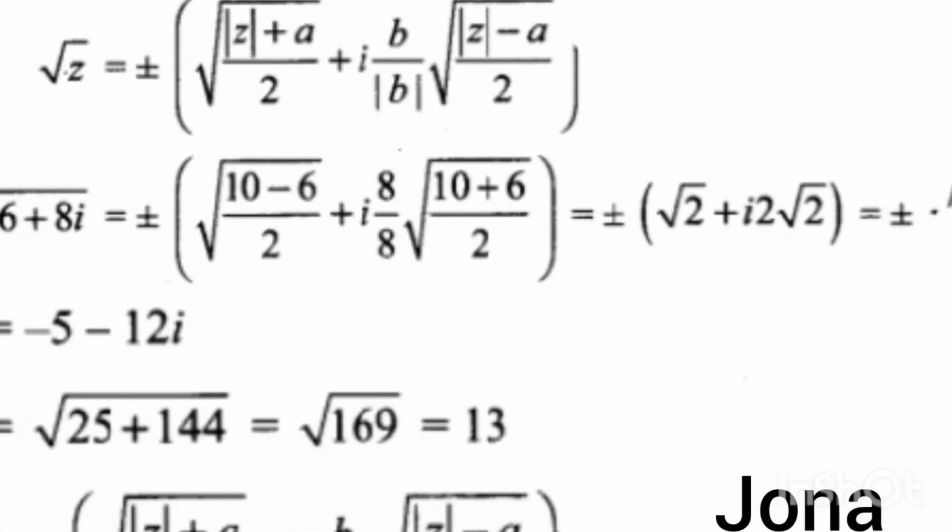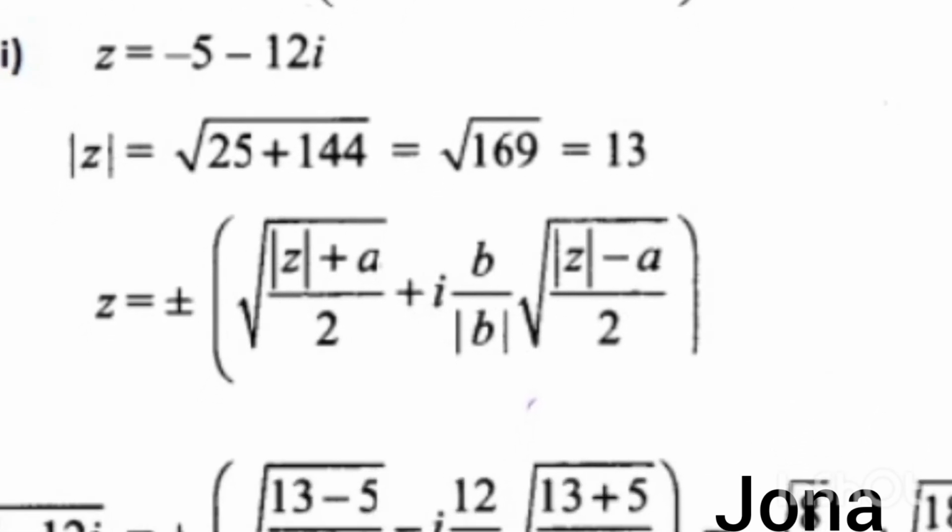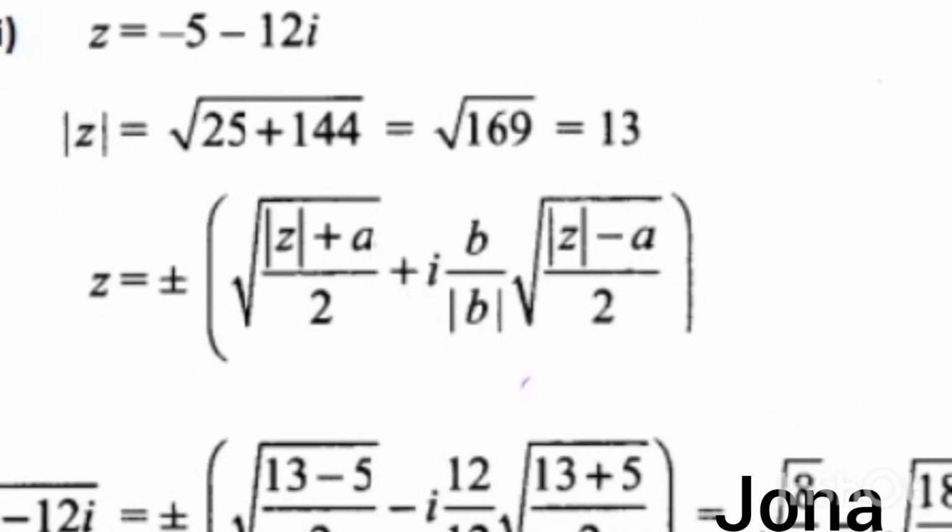And then the third division we have z equal to minus 5 minus 12i. So first of all we want to find the modulus value, that is nothing but square root of minus 5 square is 25 plus minus 12 square is 144. It's nothing but 169. The value of root 169 is 13 here.